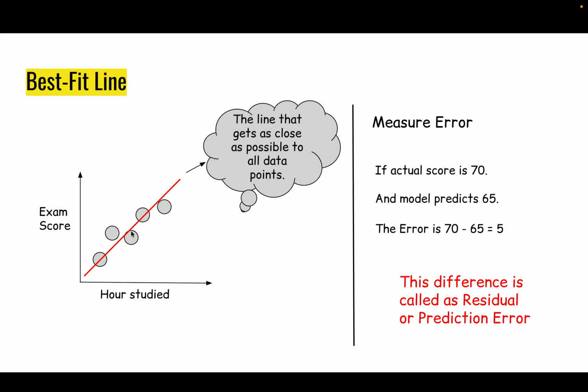We have a different set of errors for each data point. So why can't we just add this total error to get the best fit line? Okay, so what will happen?